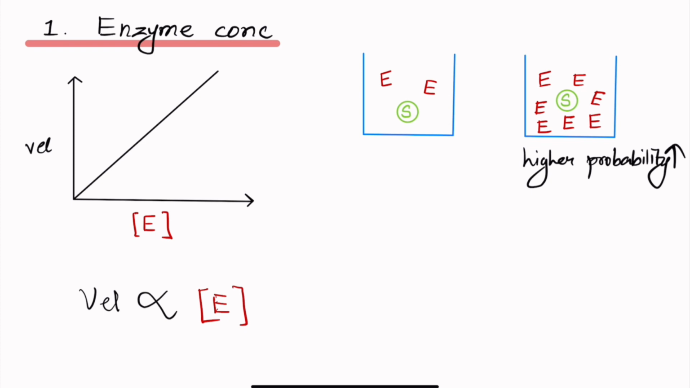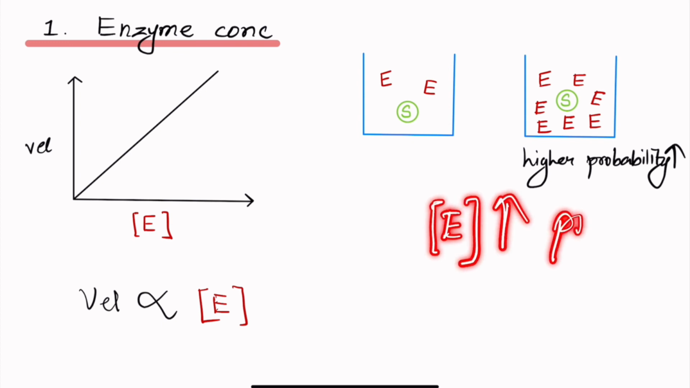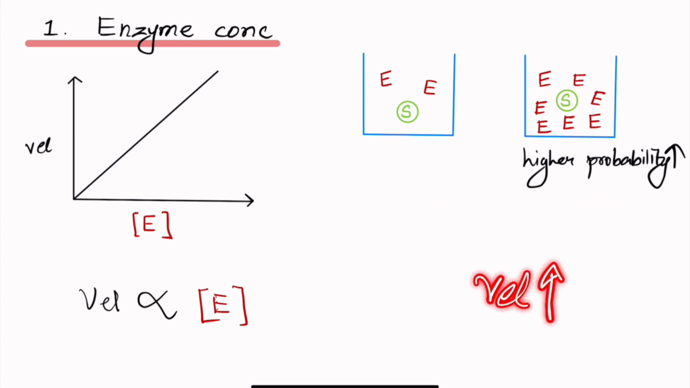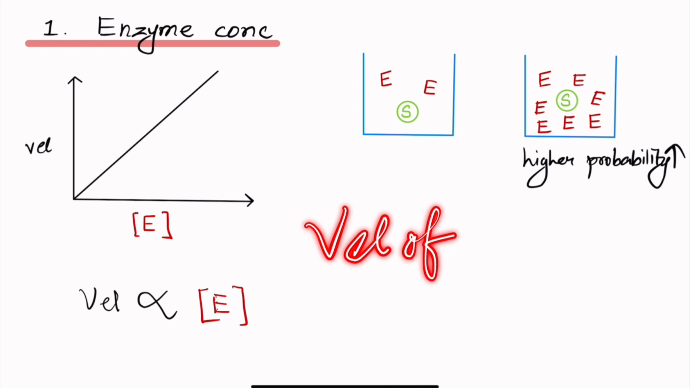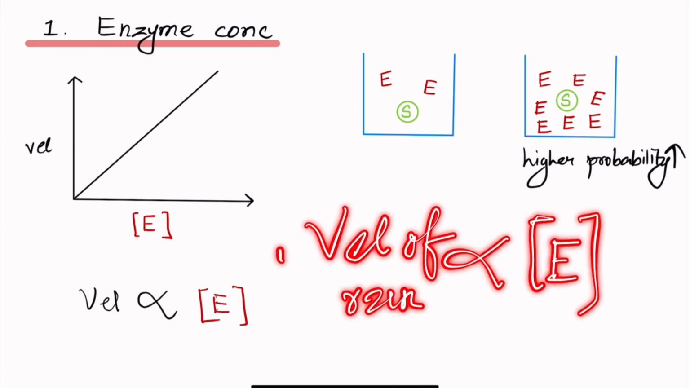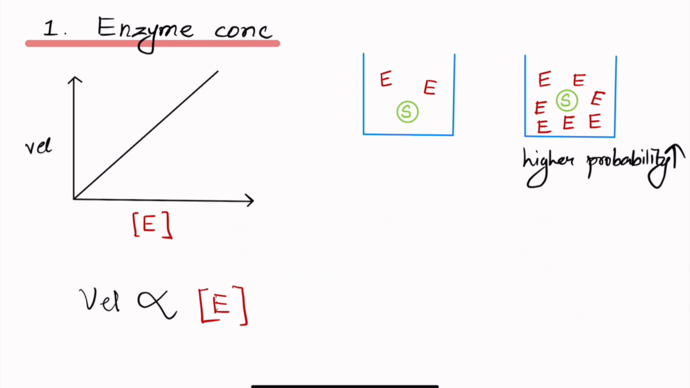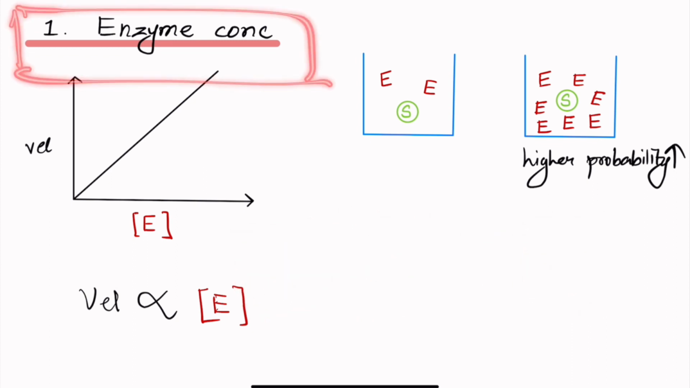The reason being the concentration of enzyme in second vessel is higher as compared to first vessel. So higher the concentration of enzyme, higher is the probability of substrate forming enzyme substrate complex, and higher is the velocity of reaction. This concludes this particular relationship right here, that the velocity of reaction is directly proportional to the concentration of enzyme. This is the first thing that you need to know, or the first factor affecting enzyme action.